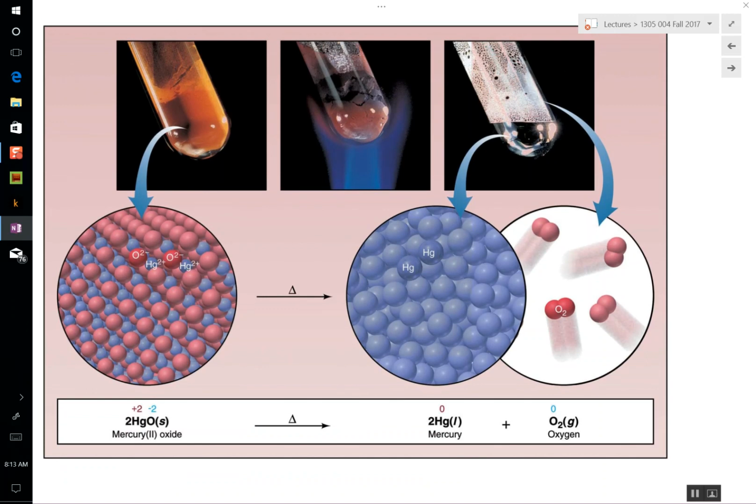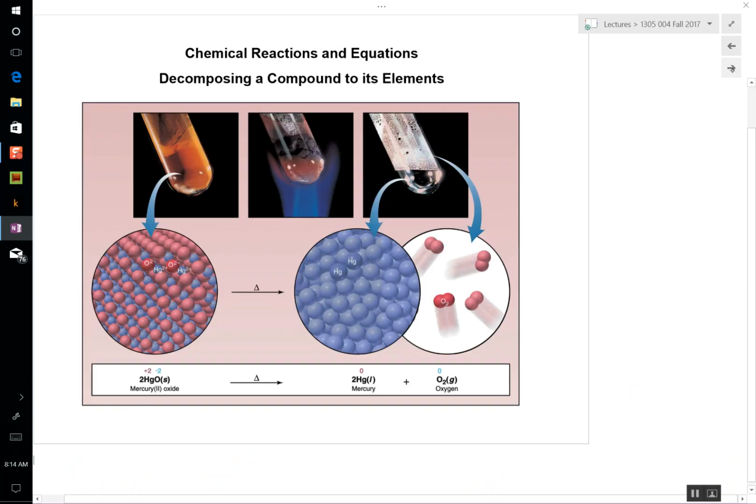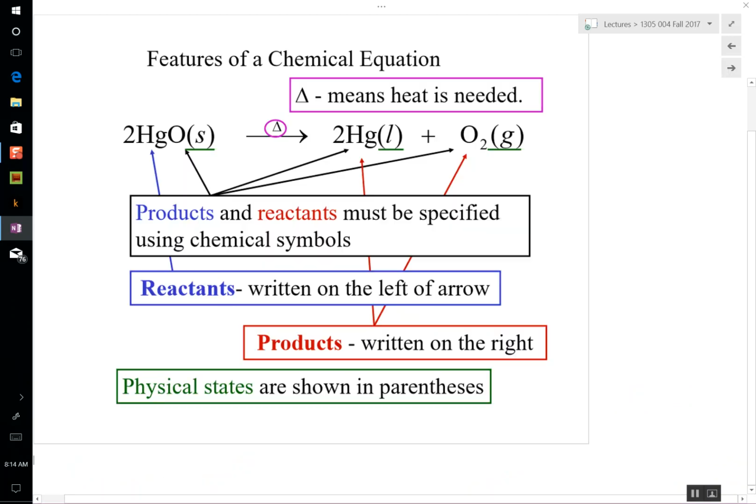That's a decomposition reaction. This is a composition reaction. You've got two elements forming a product. We'll talk about types of reactions. So this is just going over some of those features again.